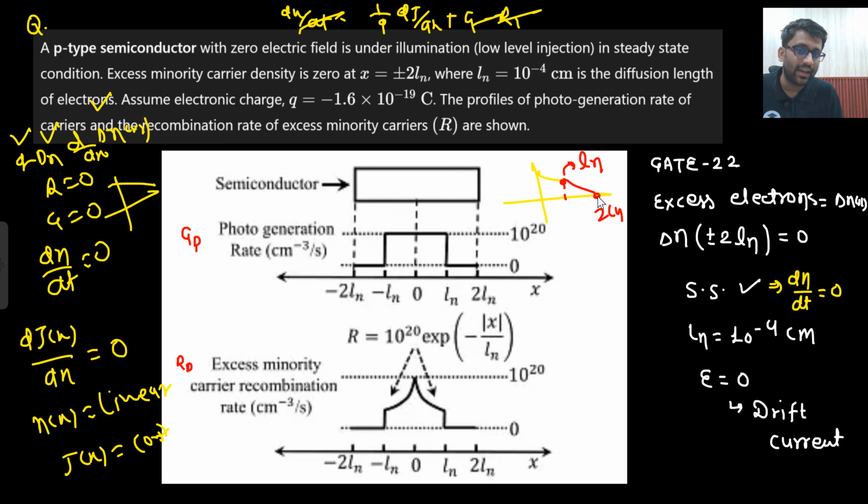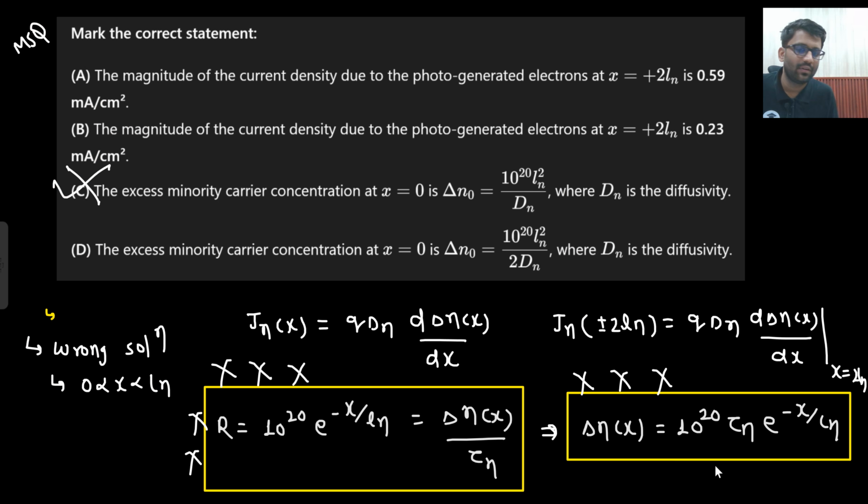No, because at 2 Ln the concentration is becoming 0. That means I would know the slope. If I know this particular value, let's just say this value is alpha, can I tell the slope of this line? Yes. What would that be? Alpha divided by, what is this length? Ln, and this length is 2 Ln. So alpha divided by Ln, and a minus sign, because this is the negative slope. So I have already known the slope. So if I know the slope, I will put it here, then I can simply calculate the answer.